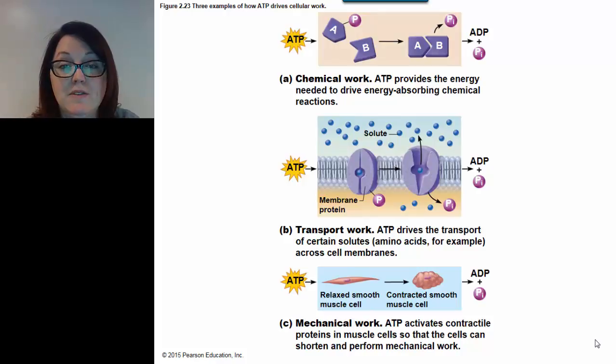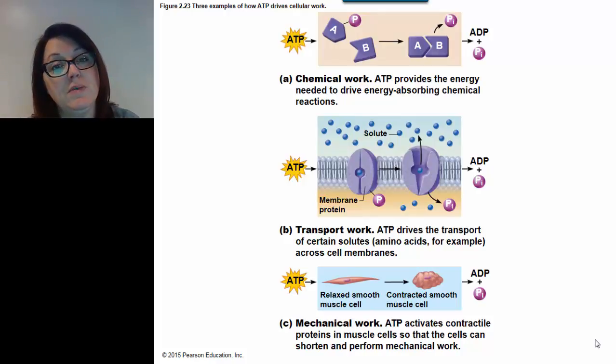As I mentioned, ATP is the energy currency of our cells, and these are just some examples of the different types of work that ATP can help us to do. So there's chemical work, right? If we want to build molecules, we've got to supply energy to do that, and ATP can be used there. Transport work, like moving things into and out of a cell or moving things through a cell, is going to require ATP energy. Or mechanical work, like contraction of the heart muscle, will require ATP energy.